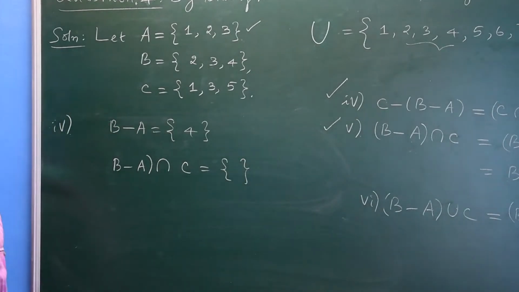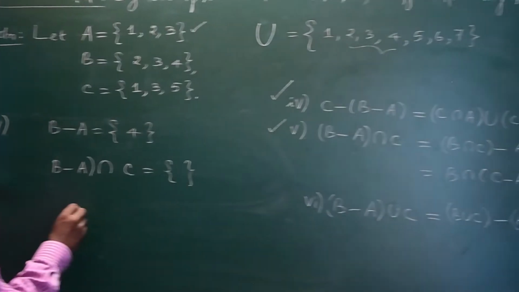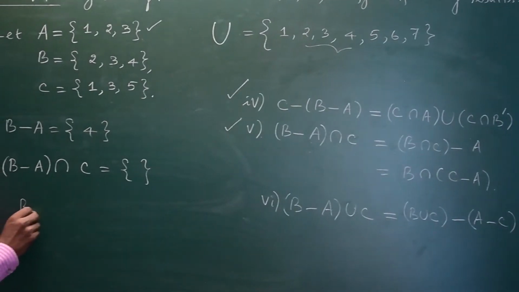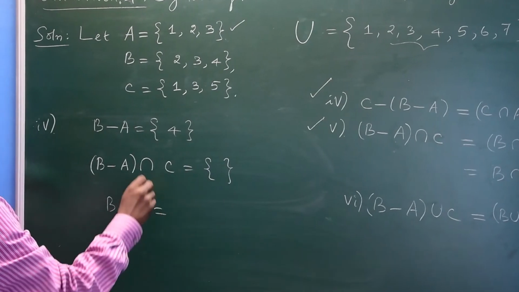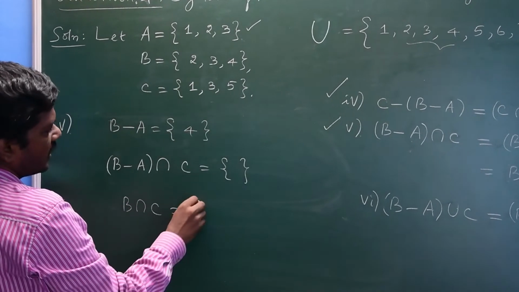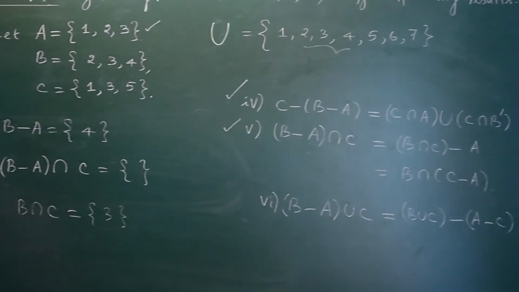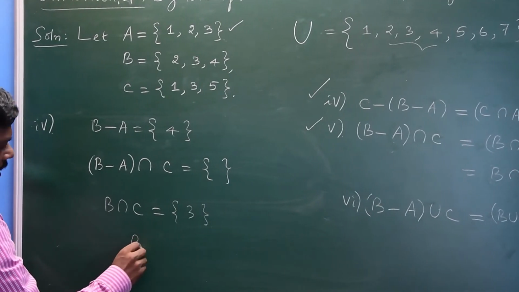B minus A intersection C is empty. Now what is B intersection C? B intersection C is 3. 3 is the only element which is common to both B and C.